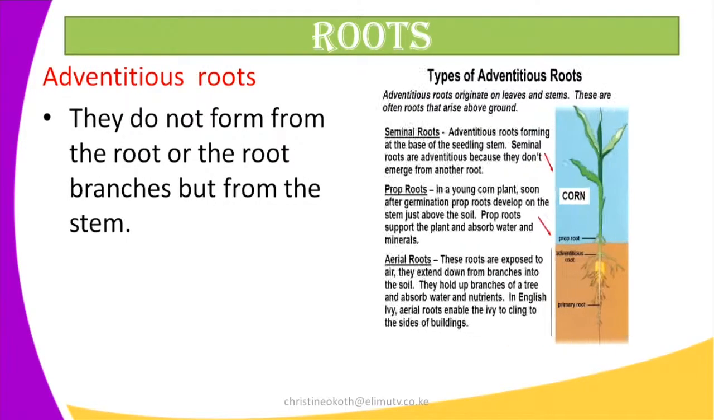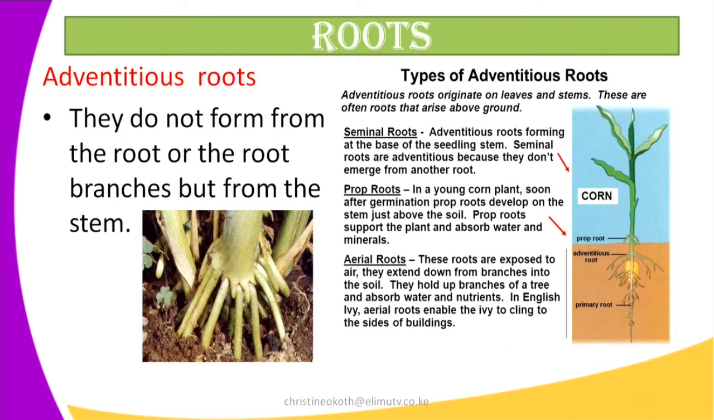Another type of root is what we call the adventitious root. They do not form from the roots or the root branches, but they form from the stem. So looking at the illustration, maybe you have come across this type of root and you see it's very unique, and you can see it does not come from the underground. The branches are the ones which will produce the roots. So the roots will come from the branches, then they go downwards. So we have different types of adventitious roots.